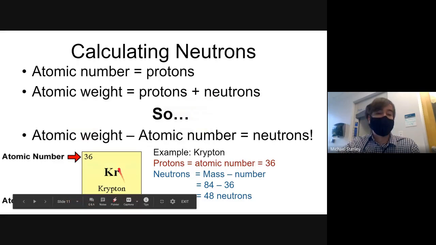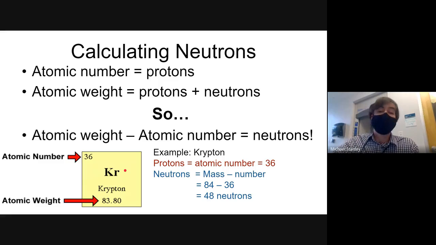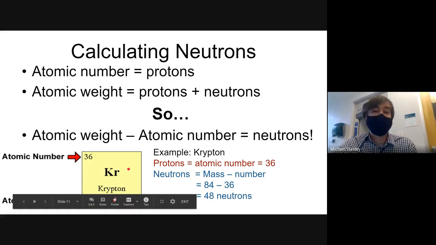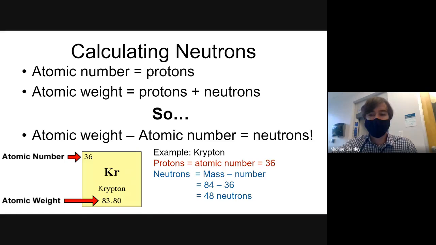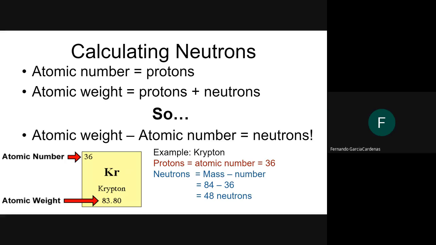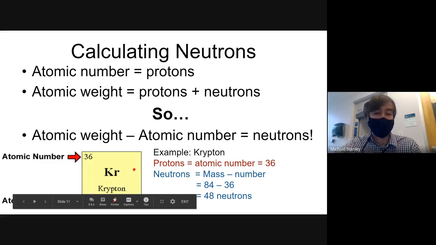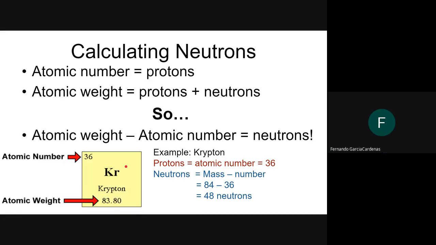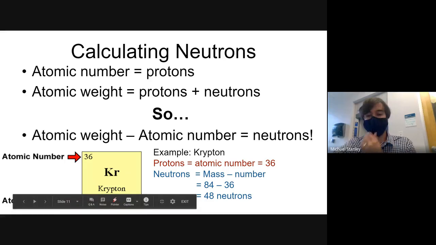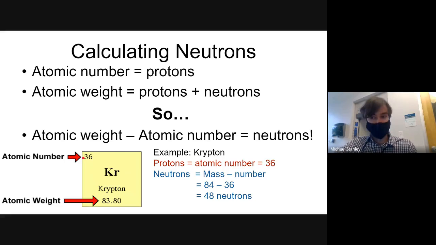So if we go back to our krypton example over here, thinking about the new electron rule that we just learned, how many electrons does krypton have? 36. Precisely, Fernando. And how did you know that krypton has 36 electrons? That's how many protons it has. Exactly. Fernando has nailed it right here. So krypton has 36 protons, which means that it also has to have 36 electrons.